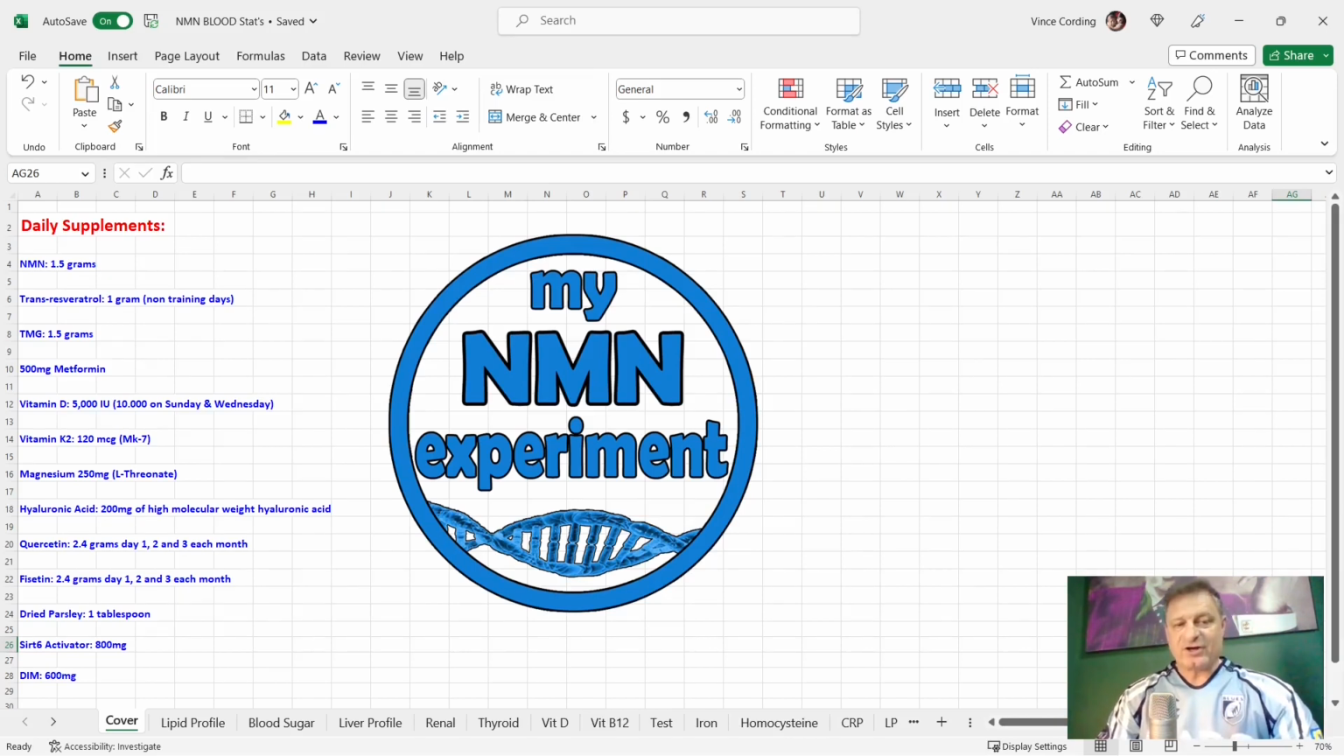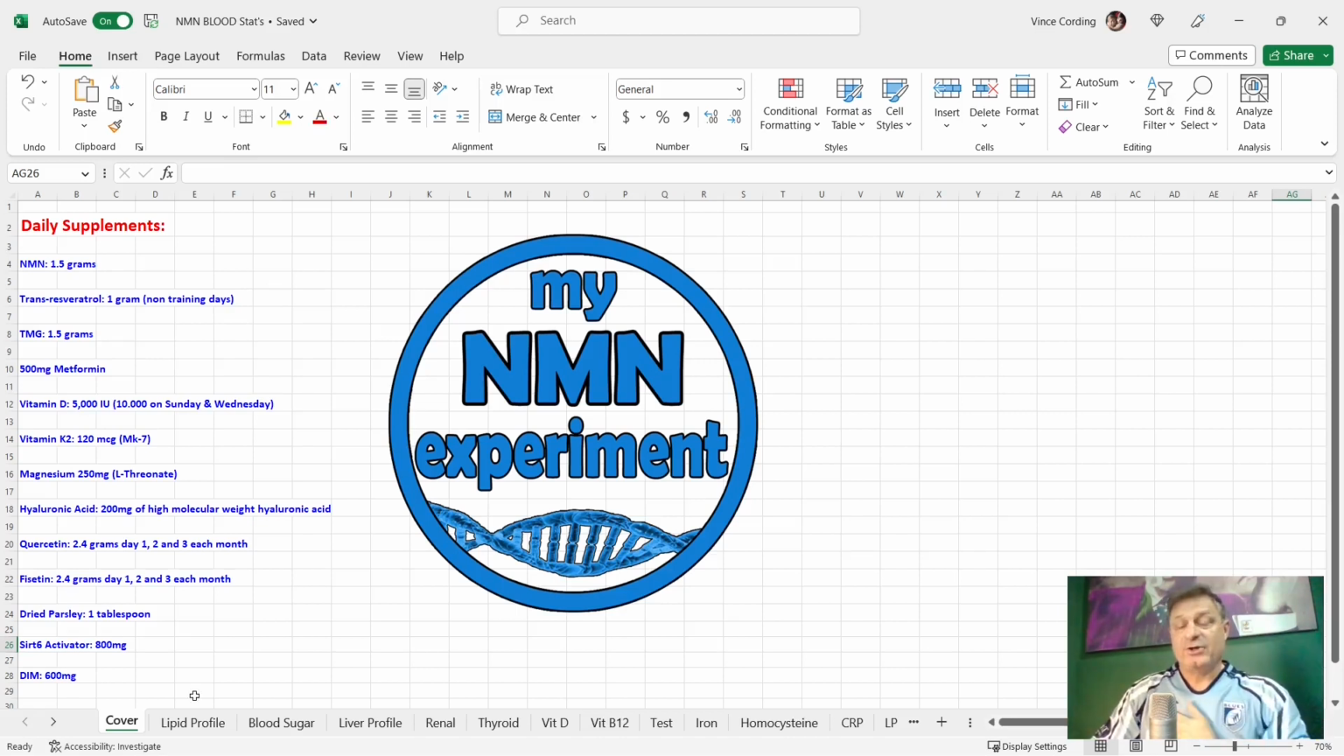Quercetin, 2.5 grams a day, and that's on the 1st, 2nd and 3rd of each month. Fisetin, again, 2.4 grams a day, 1st, 2nd and 3rd of each month. Dried parsley, 1 tablespoon of dried parsley mixed into my full fat yogurt when I take my resveratrol. And on the days I don't take resveratrol, I still eat the full fat yogurt with the parsley mixed into it. SIRT6 activator, 800 milligrams a day, and DIM for my estradiol levels to keep those down, 600 milligrams a day. So that's it for the supplements.